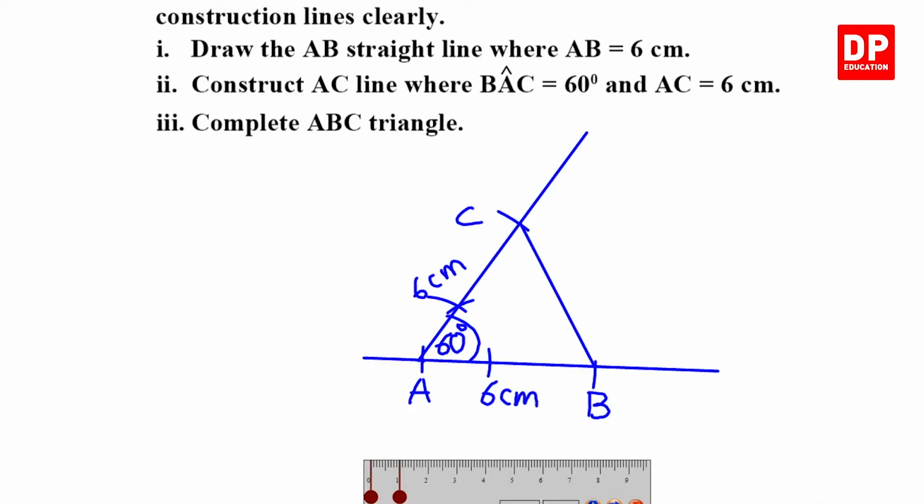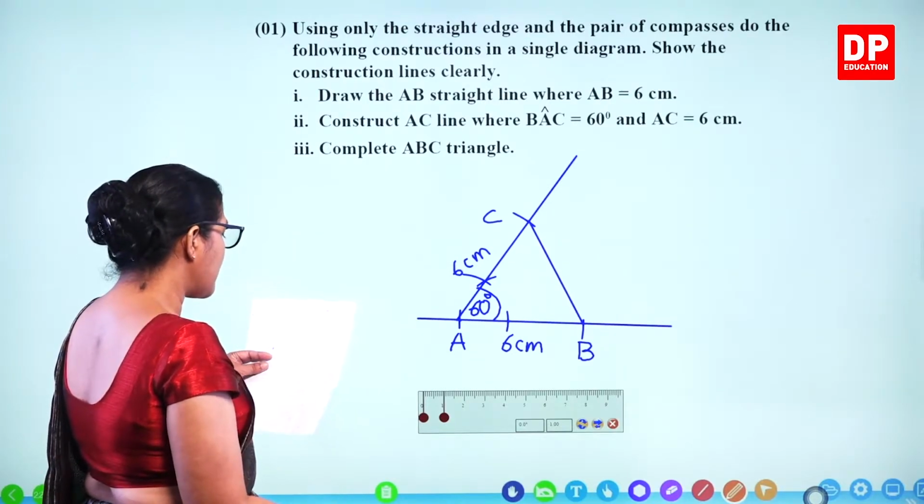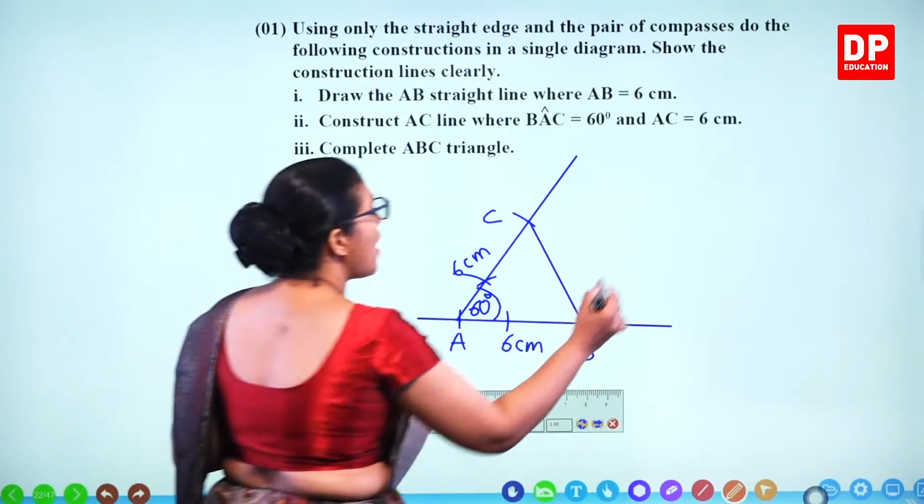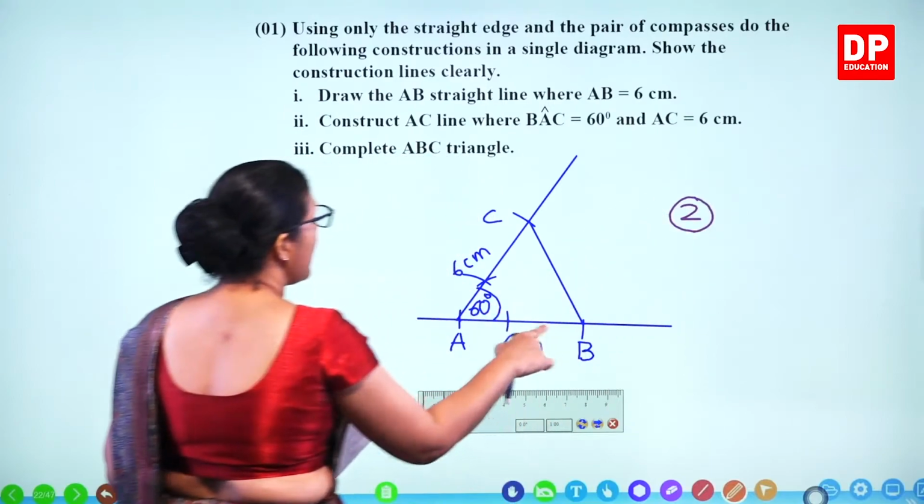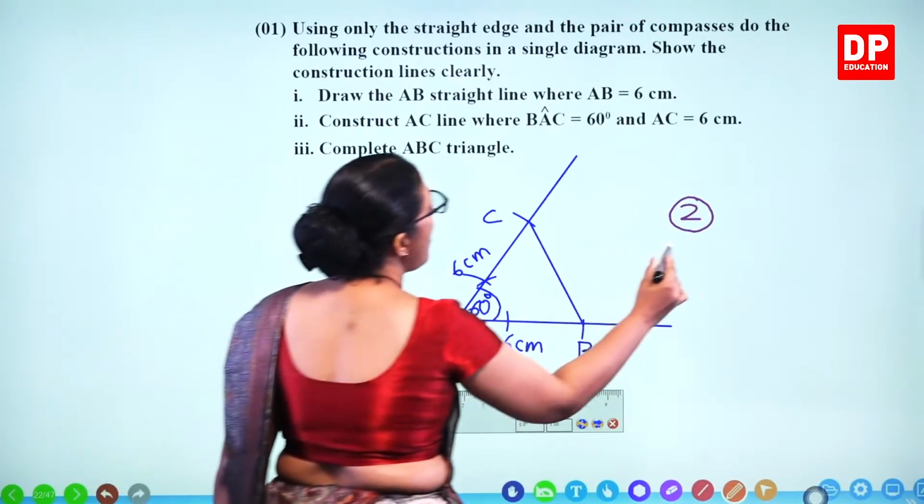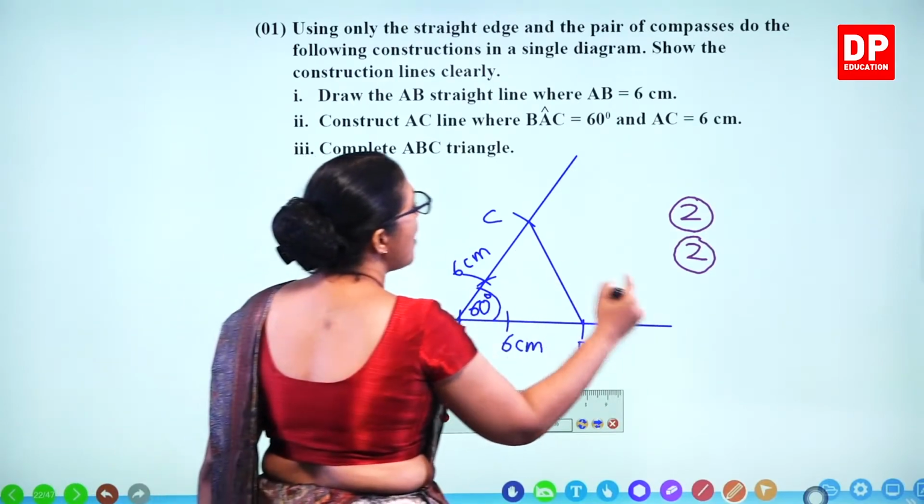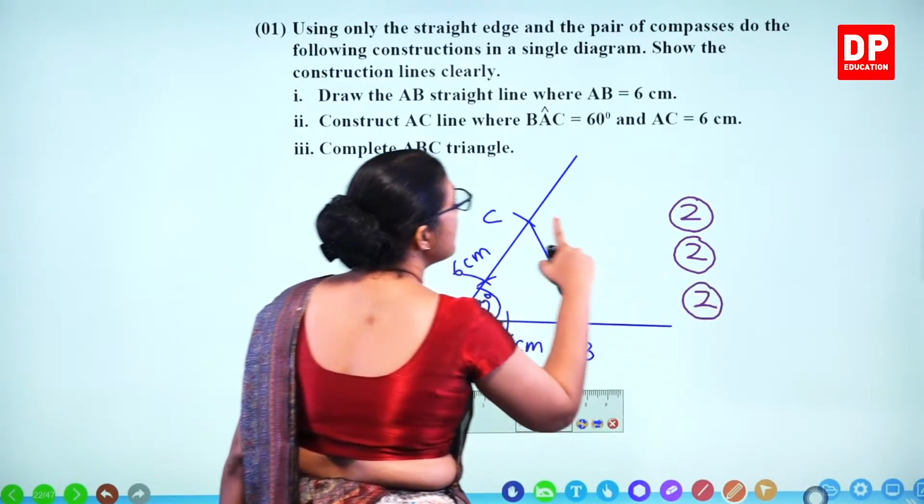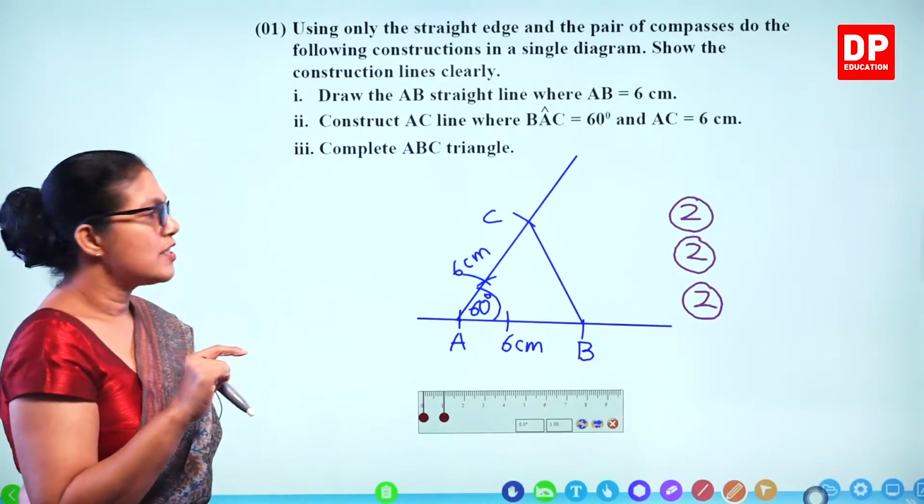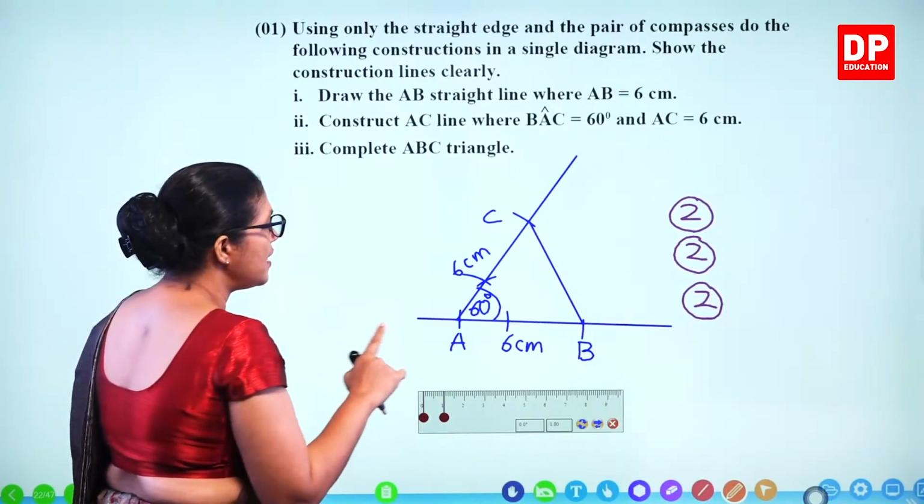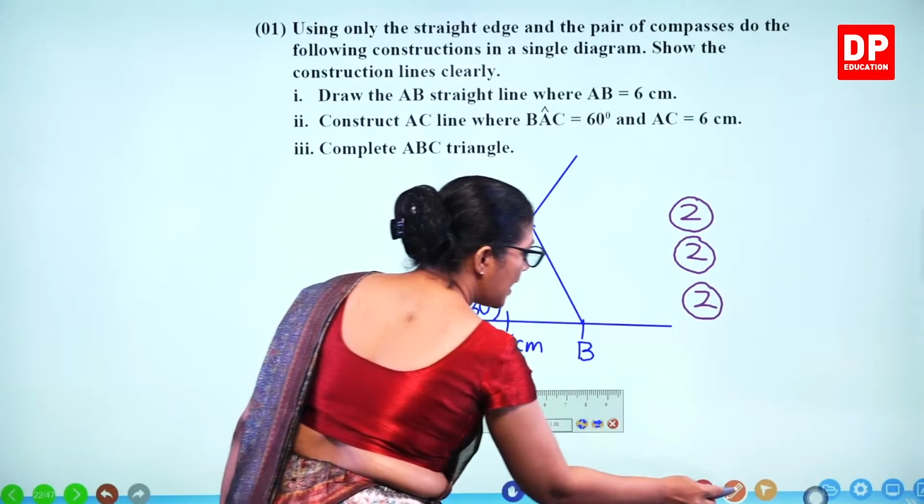So how many marks for this one? So you get, according to the marking scheme, it says 2 marks for drawing AB line segment, 2 marks for drawing 60-degree angle, and 2 marks for constructing the triangle and measuring 6 centimeters. So 6 marks for these 3 steps. Now we'll take the next one.